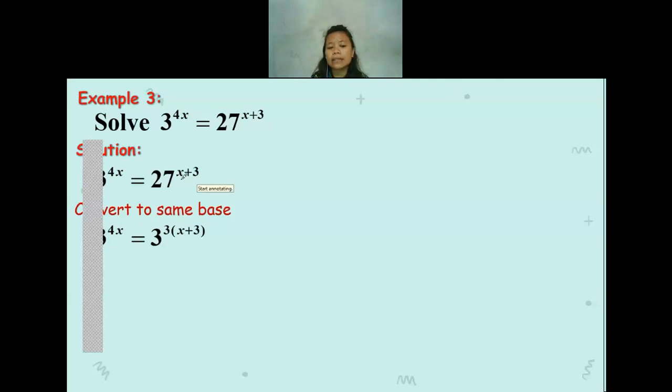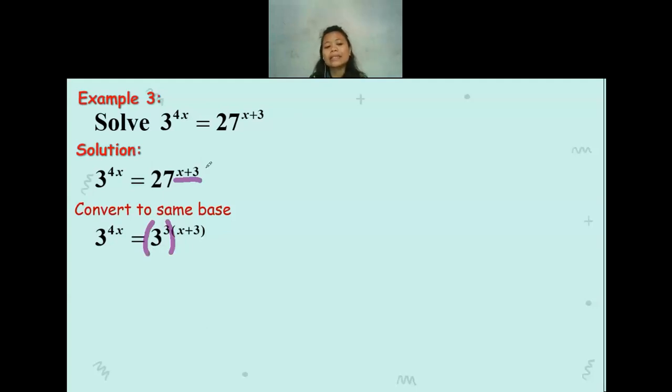And then for this case, when the power has two terms, it will be better if you put the bracket around the power that has two terms, because x and 3 are two terms, so you put the bracket at the x and 3. Do not put it like this, because sometimes there will be a silly mistake there.